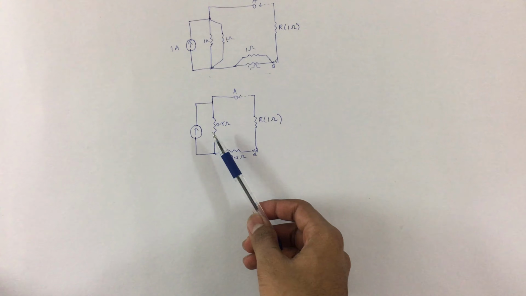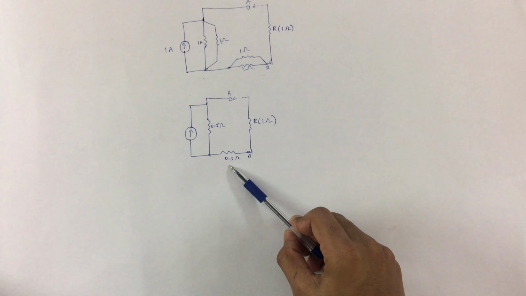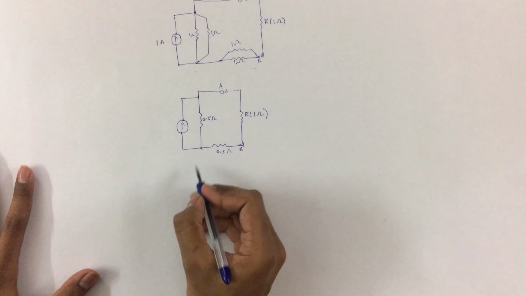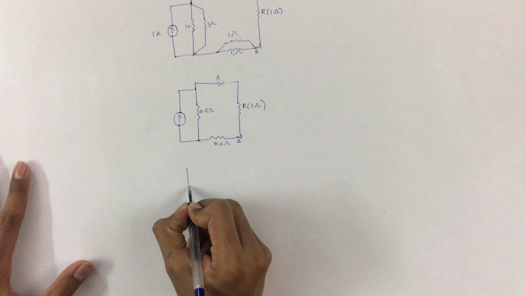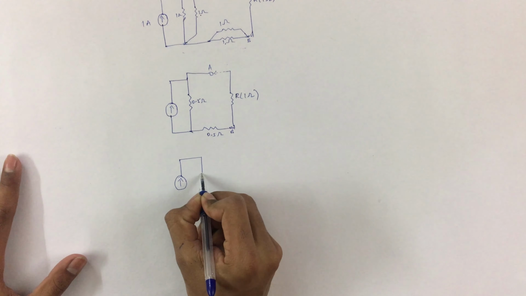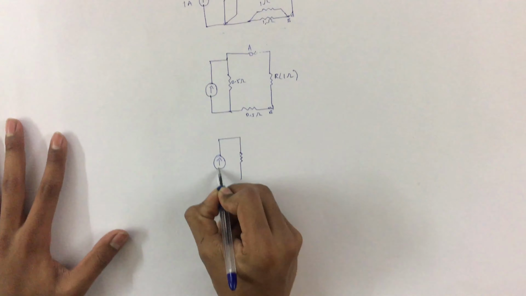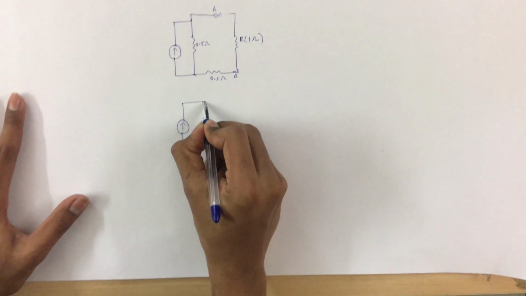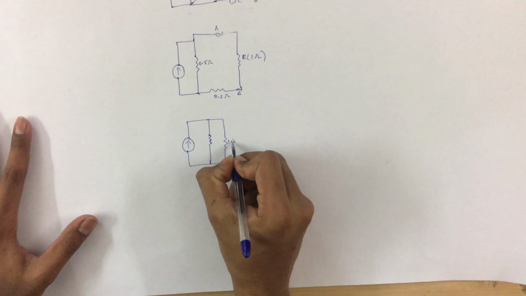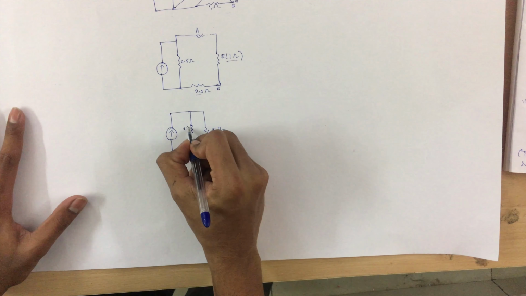Some portion of the current will flow through this 0.5 ohm resistor, and the remaining will flow through the series combination of the 0.5 ohm resistor and the 1 ohm resistor. So the equivalent circuit of this will be this. This will be 1.5 since the resistors 0.5 and 1 are in series, so they can be added algebraically.